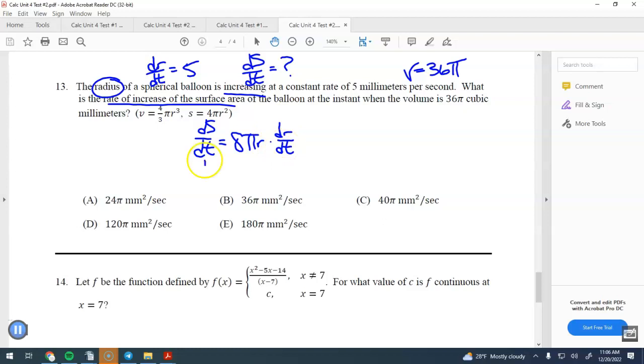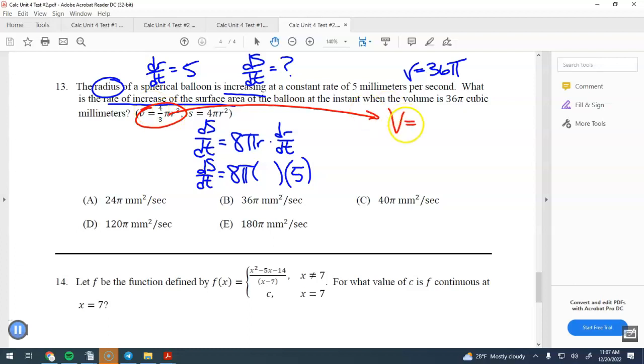And I'm going to plug in, and I think I'm going to get stuck. So 8 pi. I don't know r. dr/dt is 5. So how can I find r? I need it. I can't do the problem. How about I just tell you? Okay. So if I look at the other equation, that's why they give you this one. So it's side quest time.